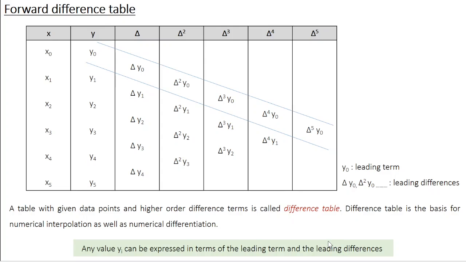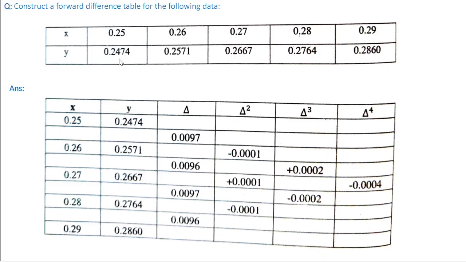Now let's do one quick problem so that you get familiarized with the process of formulating the difference table. Construct a forward difference table for the following data. So x equal to 0.25, 0.26, 0.27, 0.28, 0.29, and these are the corresponding y values. First thing, just check whether the x values are equispaced. 0.26 minus 0.25, this is 0.01, and that is the constant difference between all the successive x values. So x values are equispaced.